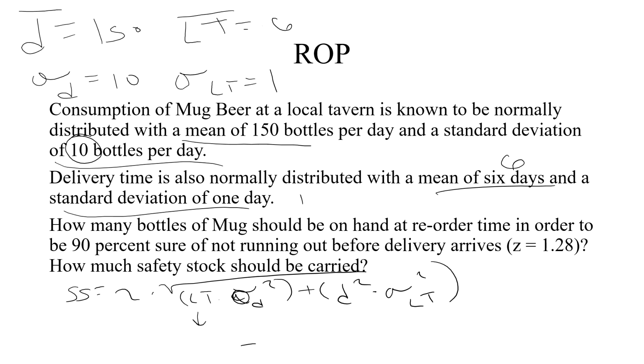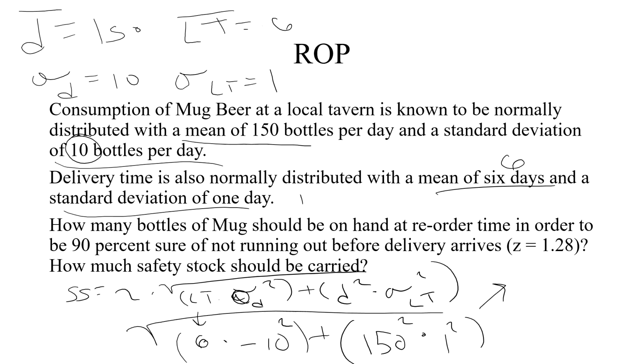We know what LT is, that's 6. And then we know what this is, our standard deviation is 10. This 2 is just we're raising it to the second power. That's all that is. It threw me off at first, but it's not that bad. Okay, sorry, we're multiplying these, and then we're going to go ahead and again, we are plugging these in. D is going to be 150 raised to the second power times our standard deviation of lead time, which is 1 to the second power. When we do all that math, this is all under a square root.